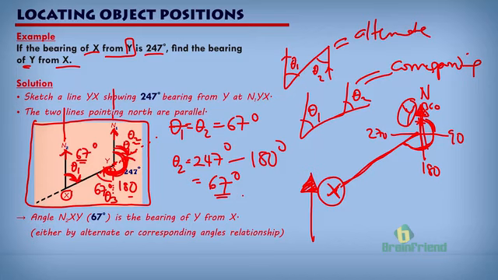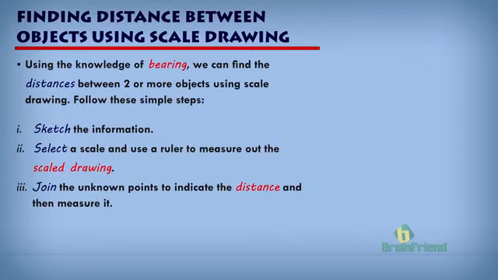So in either case, we come to the same answer, 67 degrees. So our bearing of Y from X is 67 degrees. Next, we'll learn how to find distance between objects using scale drawing.